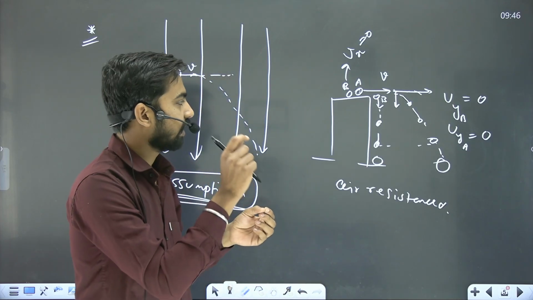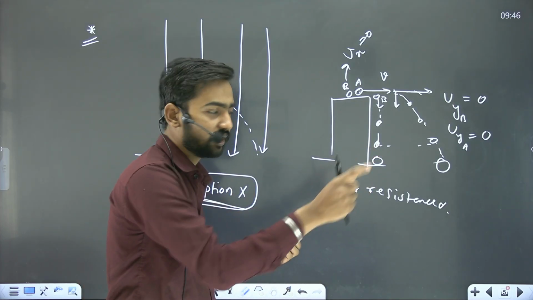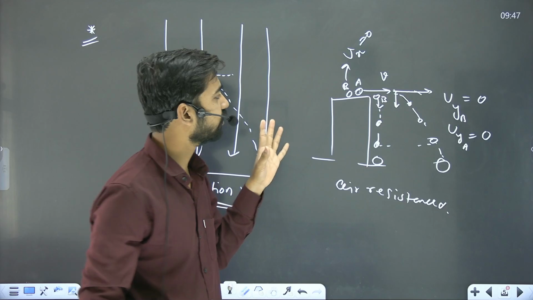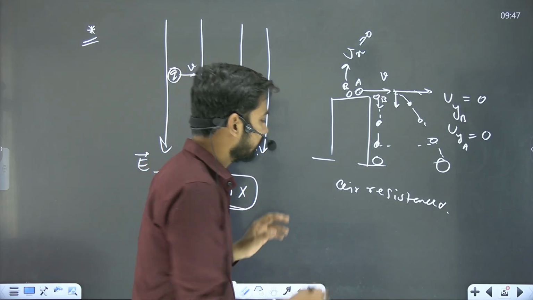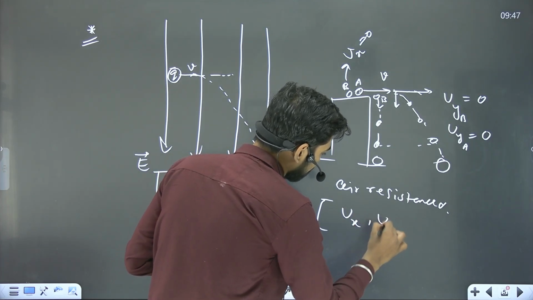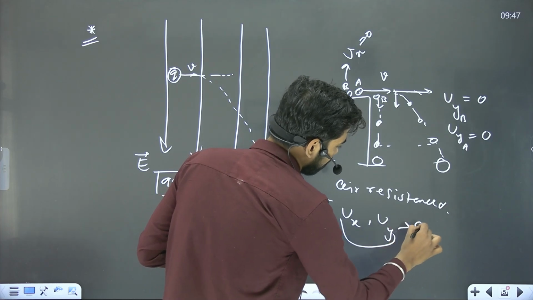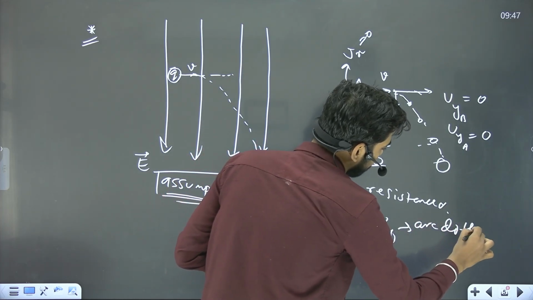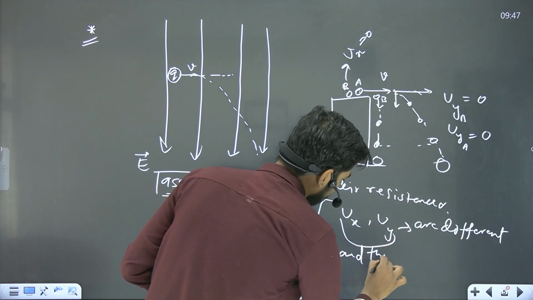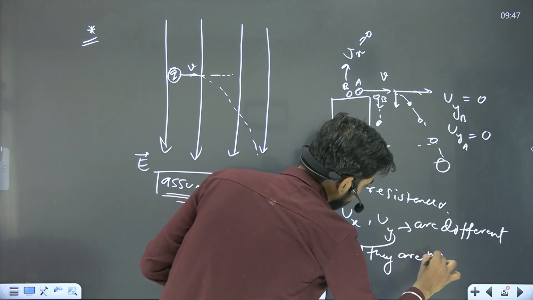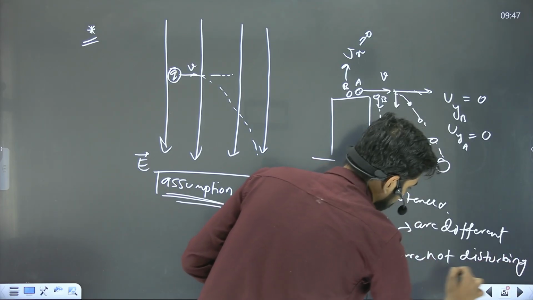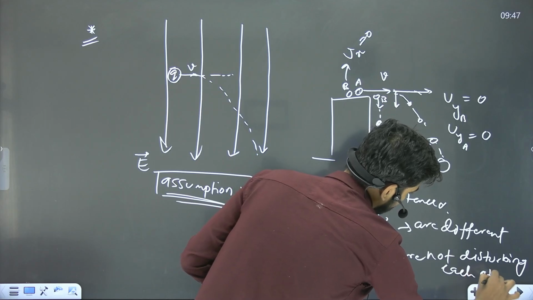You have seen that I have given one ball horizontal motion and another ball zero horizontal velocity. Then it shows that the horizontal velocity and the vertical velocity are different things, and they are not disturbing each other. Yes, sir.